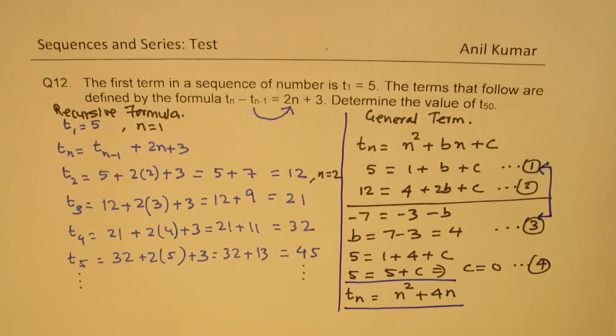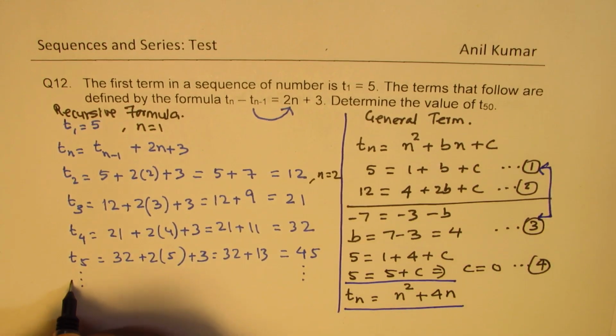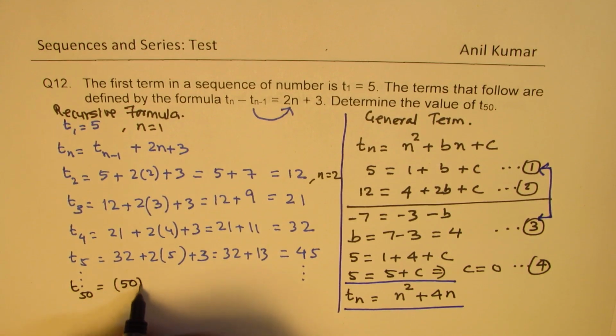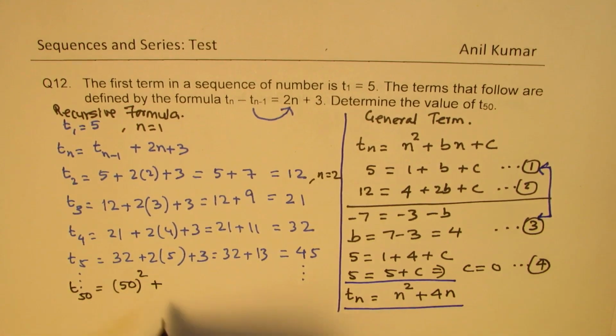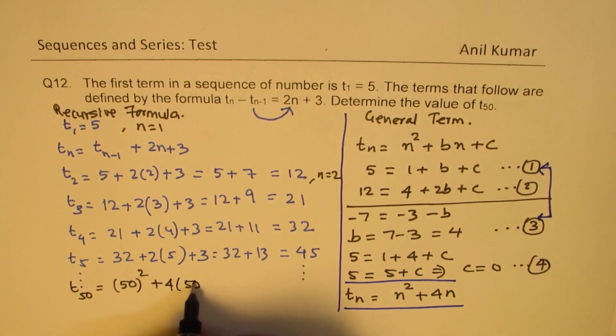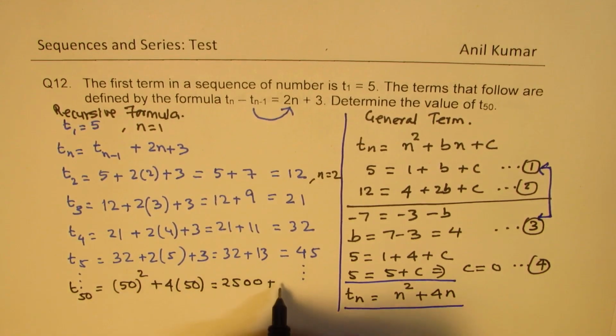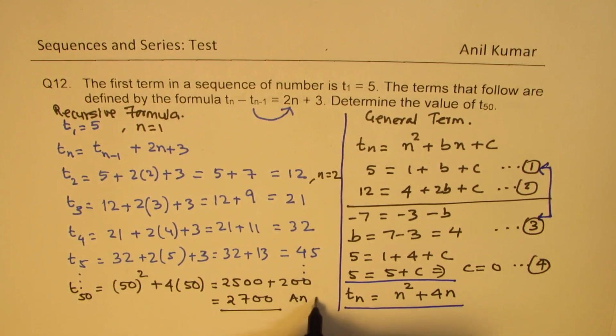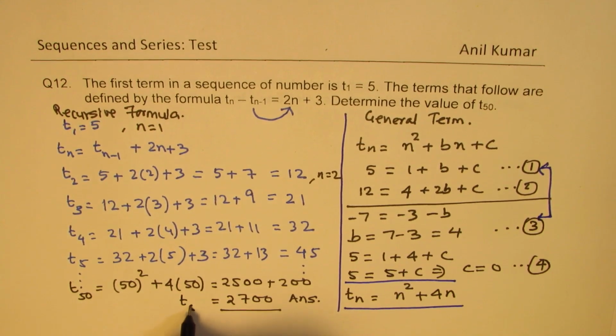Now from this general term, we can find what T50 is, right? So now let's calculate what T50 is. T50 will be 50 squared plus 4 times 50, correct? Which is 2500 plus 200. So that is 2700. So that becomes our answer, correct? So we have T50 equals 2700.